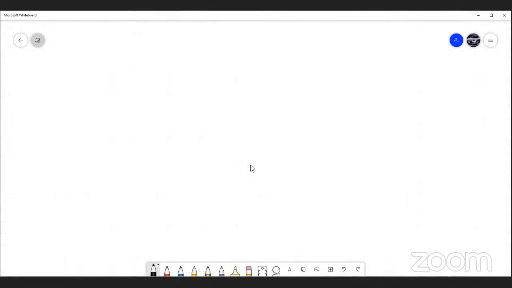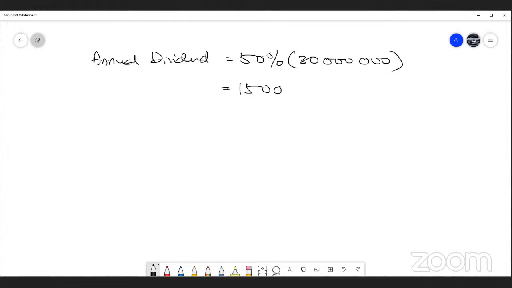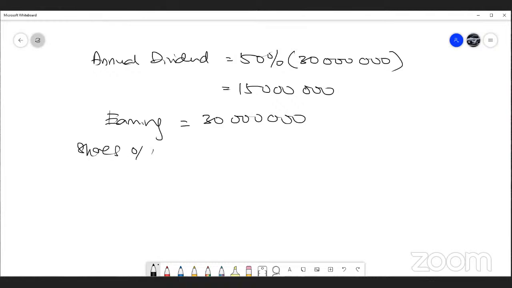Okay, number 5 here. Super Thrift pharmaceutical companies traditionally pay an annual dividend equal to 50% of its earning. The earning this year are 30 million. So 50% of 30 million, so dividend will be 15 million. The company has 15 million shares outstanding. So earning is 30 million, dividend 15 million, shares outstanding 15 million.